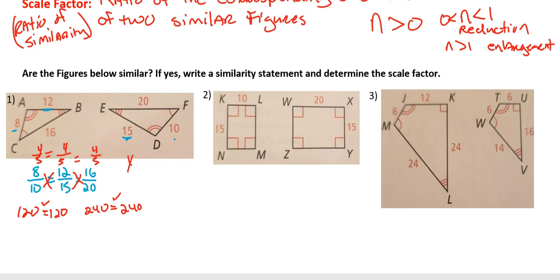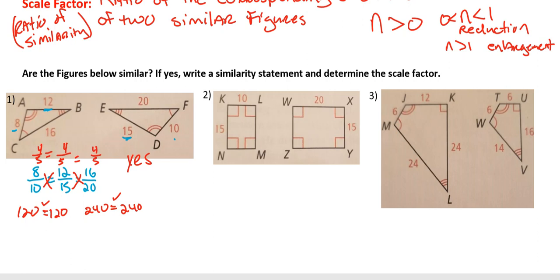Yes, they are similar because, one, the angles work out. We have all the corresponding angles equal. And two, the sides are proportional. So that's the definition of similarity. Corresponding angles are congruent. Corresponding sides are proportional. So check. So then we would write the similarity statement and determine the scale factor.